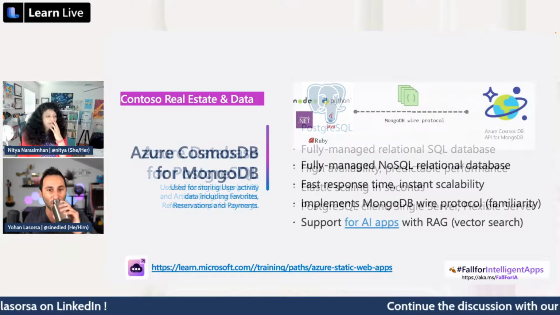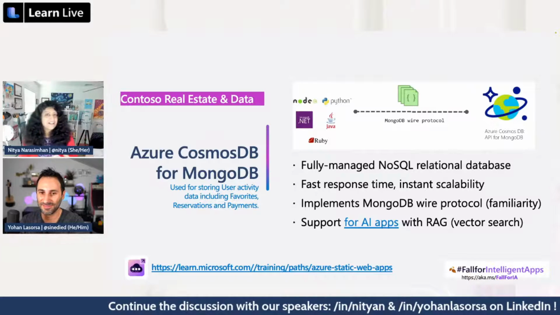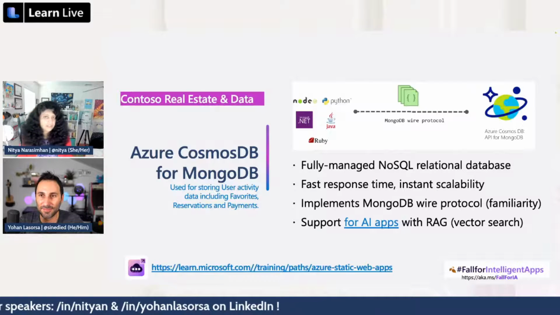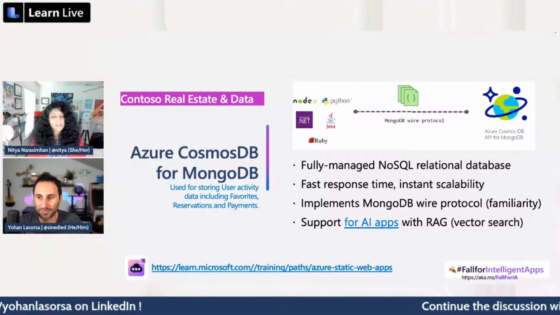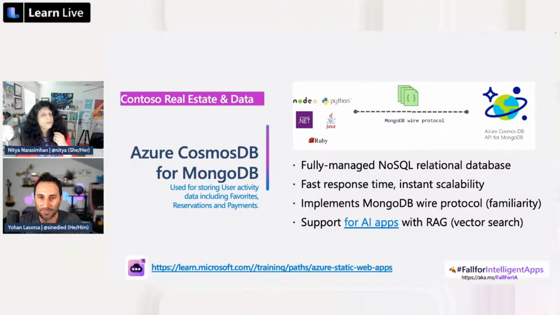All right, we're going to wrap really quickly, but last but not least, our all-time favorite, of course, for most of us, is Azure Cosmos DB for MongoDB. I think Johan already mentioned this briefly when talking about where user activity data is stored. Payments, reservations, and favorites are all stored in this. It's a fully managed NoSQL database with fast response time and instant scalability. What we really like about it is that it uses the MongoDB wire protocol, so any MongoDB-compliant tool, SDK, or API is going to work out of the box with this. What excited me when looking at the documentation is that they are already beginning to think about how you could integrate AI-based apps with Cosmos DB, like using RAG and vector search, for instance. So definitely check that out.